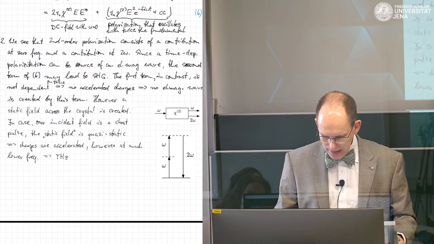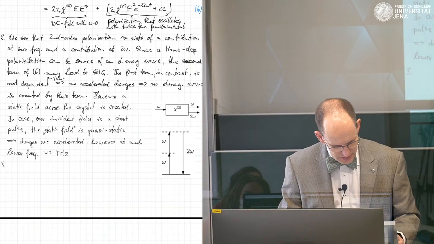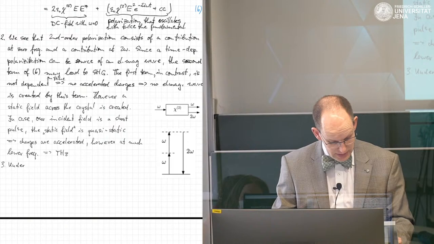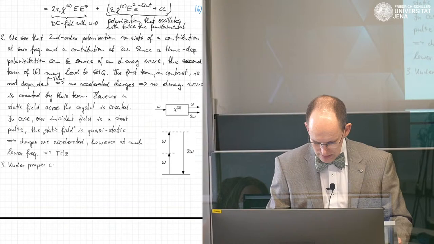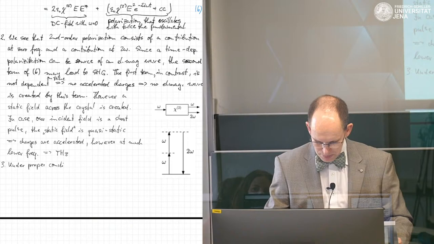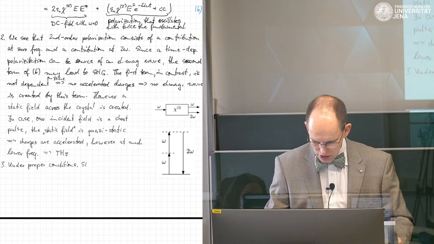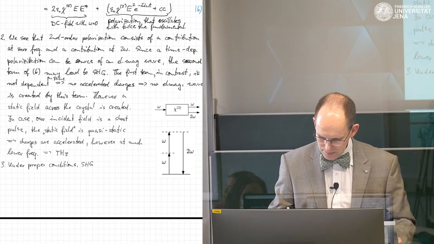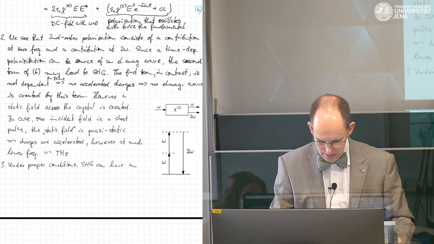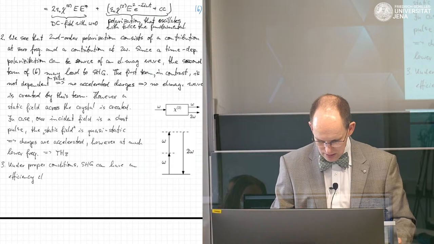Okay, so let's also write up what we said about the efficiency. Under proper conditions, and we'll have to discuss these also, phase matching will be one of the decisive things. Under proper conditions, second harmonic generation can have an efficiency close to 100%.